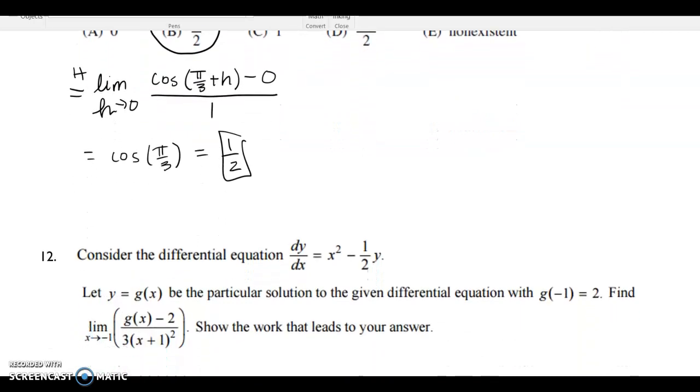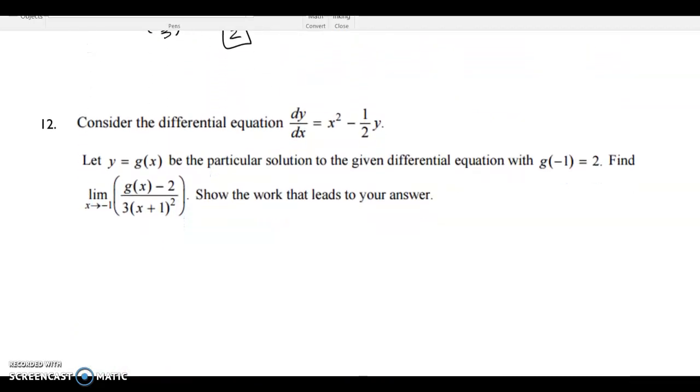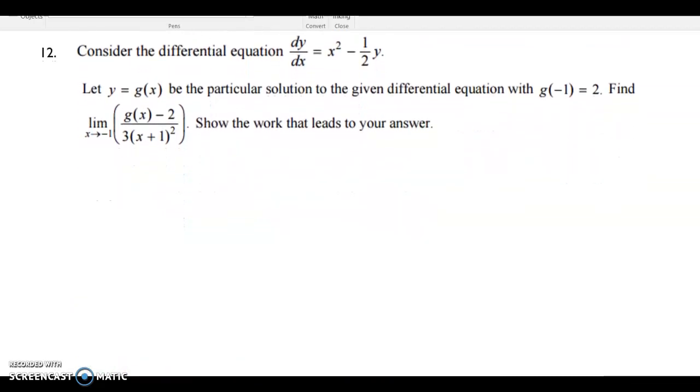The last problem is a free response. It has a mix with these differential equations we've been talking about lately. So it gives us this differential equation. Now it talks about g being the particular solution to this equation. That does not mean that I need to find the particular solution. It just is telling me that it is.